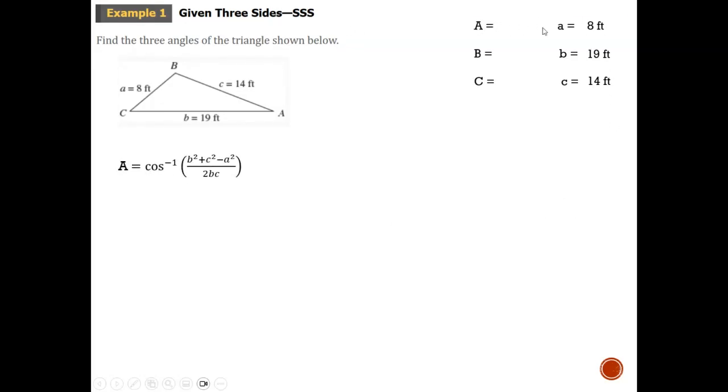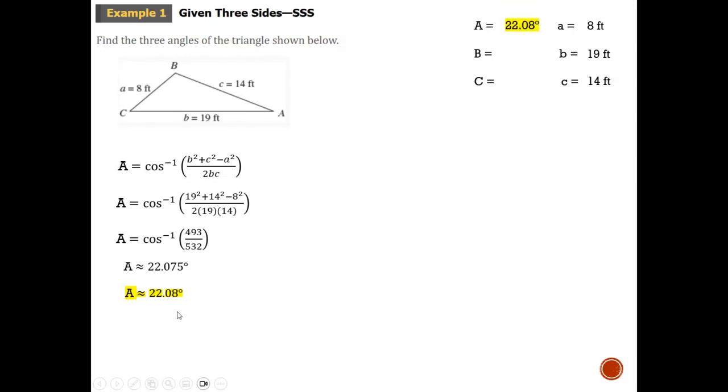So I need to solve for one of these angle measures. So I'm going to solve for A first. Now, if you recall from the previous slide, this would be the formula. It's the inverse cosine of all this. So I'm going to take my values A, B, and C, and I'm going to plug them in to give me my angle A value. So here I plug in B is 19, C is 14, A is 8, all over 2 times B and C, plug all of that in. I get 493 over 532. Inverse cosine of that gives me my A value, 22.08 when I round.